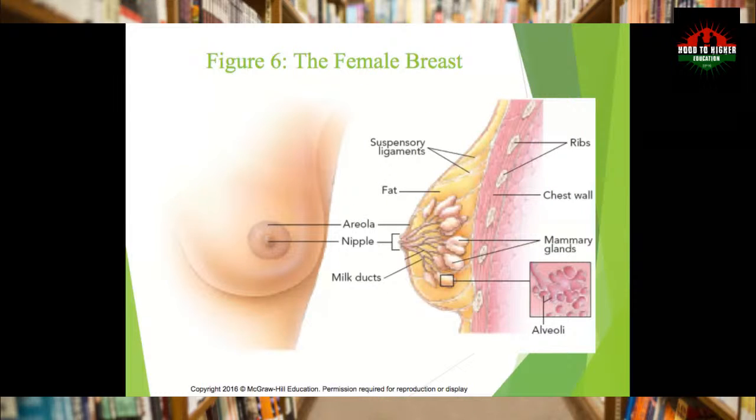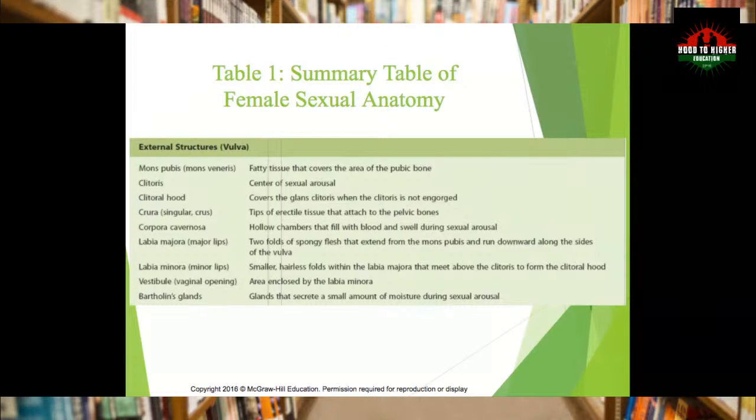This is a diagram, a frontal view of the female breast. In the diagram, it shows the areola, the nipple, and the milk ducts, or mammary glands. Feel free to pause the video to look at some of these key terms and a descriptor for some of the terms that we've gone over so far in the video.